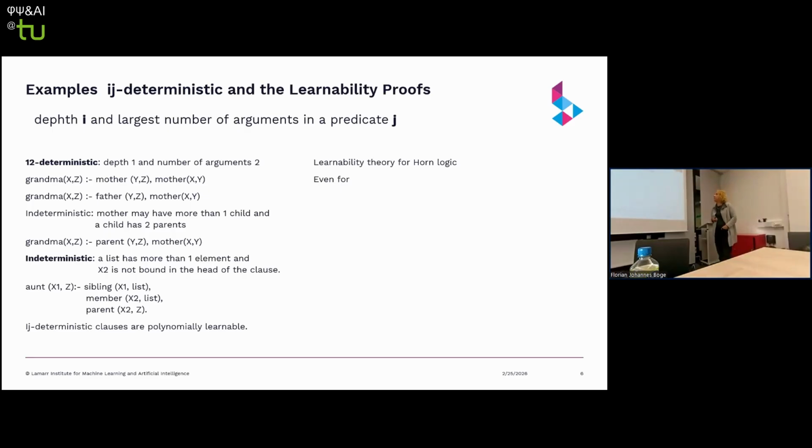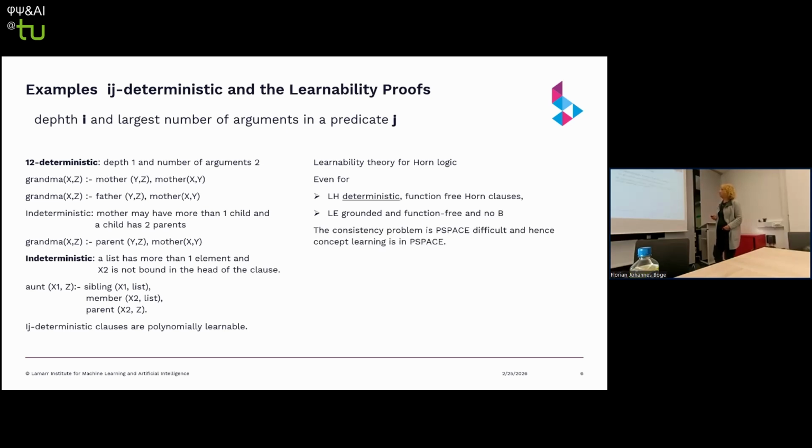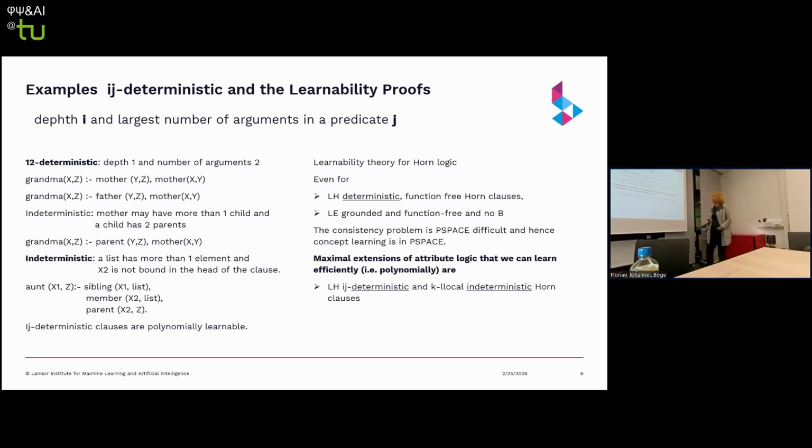So we have a learnability theory for Horn logic, so that we know that even if the language of hypothesis is deterministic and function-free, and we have grounded and function-free examples and no background knowledge, even then the consistency problem is NP-hard, and hence concept learning is NP-hard. So the maximum extensions of attribute logic that we can still learn efficiently, that is polynomially, are just these ij-deterministic clauses and k-local indeterministic Horn clauses, which I will not show you here.